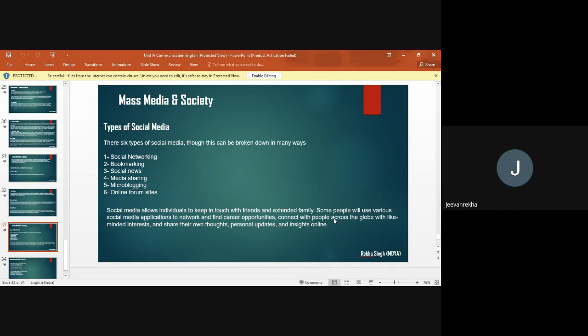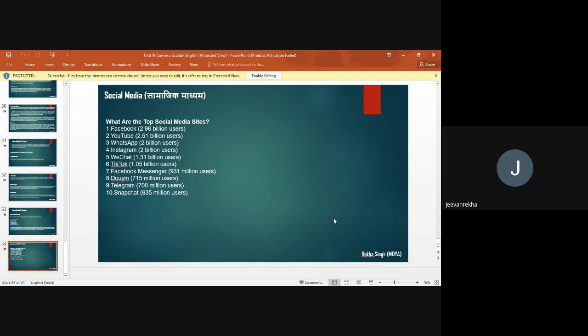And for career opportunities, which media is that? Like LinkedIn. Yes, ma'am. You can find a good job on LinkedIn. Work India is like that too, right? And connecting to people is Facebook. And the entertainment platform is Instagram, right? So connect with people across the globe with like-minded interests and share your own thoughts, personal updates, and insights online. Social media.